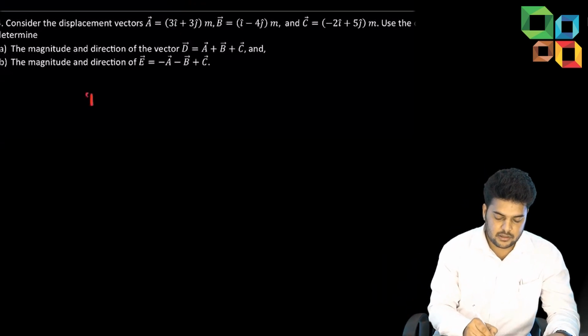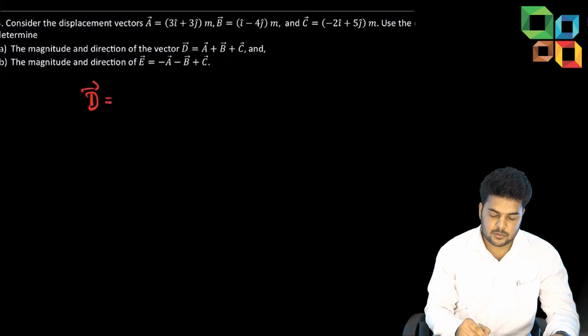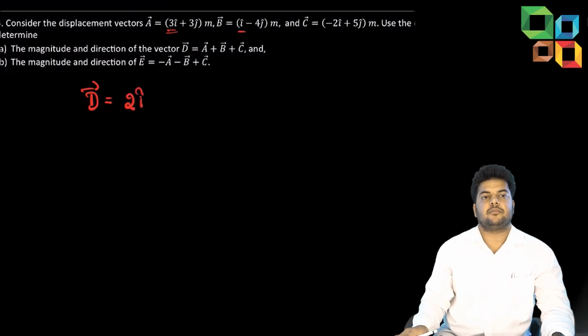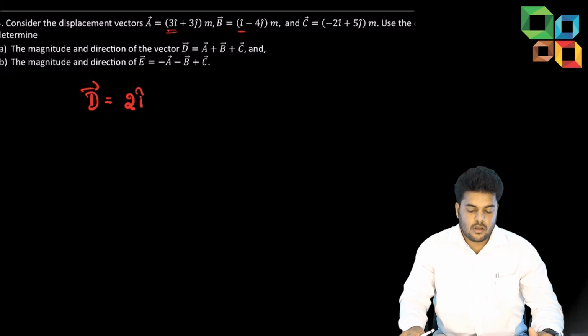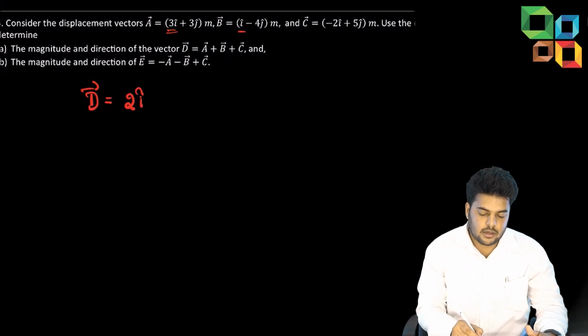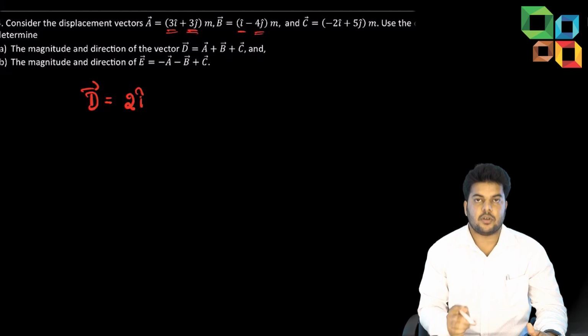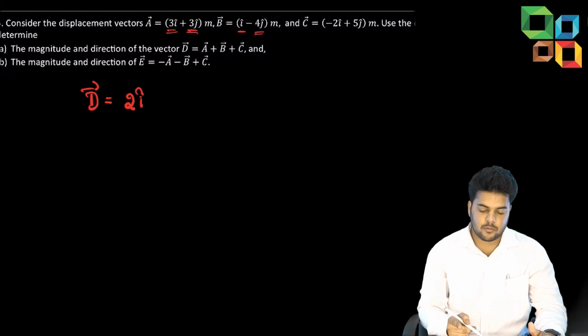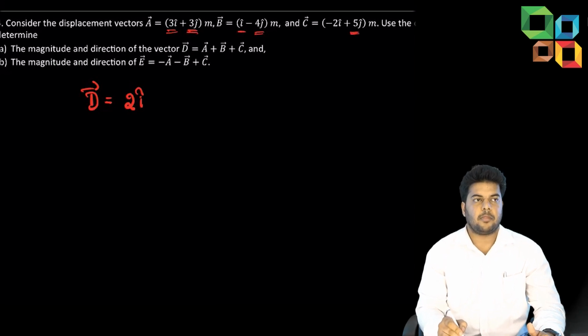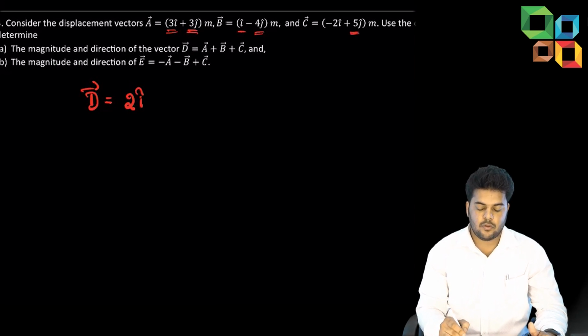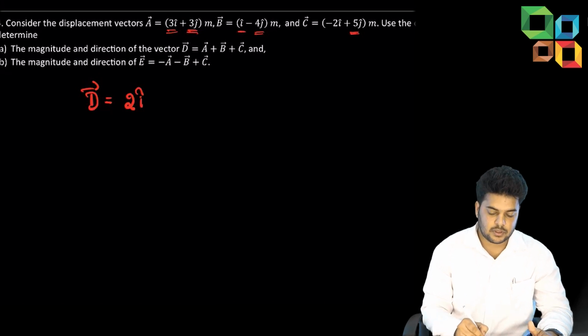So what is d vector? D vector is basically how many steps to the right? That is 3 plus 1, 4. 4 minus 2. That is a total of 2 steps to the right. And then we have 3j minus 4j. Okay, we went up by 3 steps and came down by 4 steps, and then we climb up by 5 steps again. So that is 3 minus 4, that is negative 1. Negative 1 plus 5, that is positive 4. So 2i plus 4j.